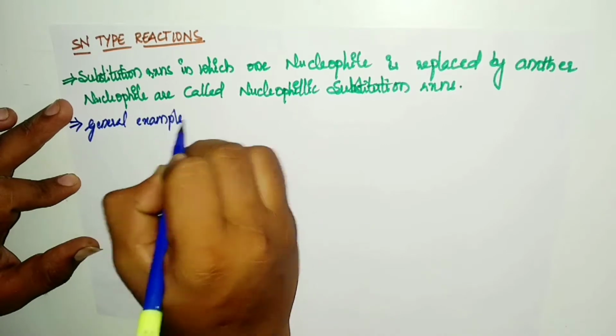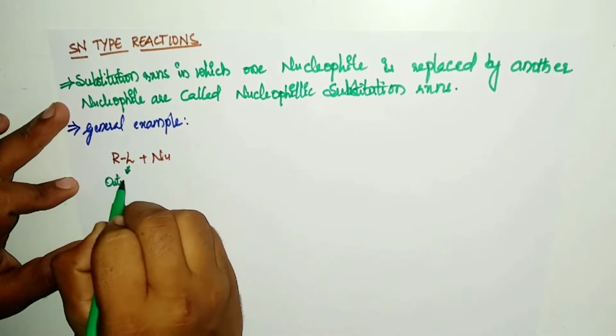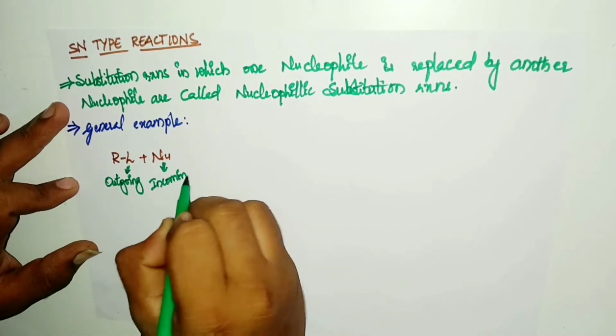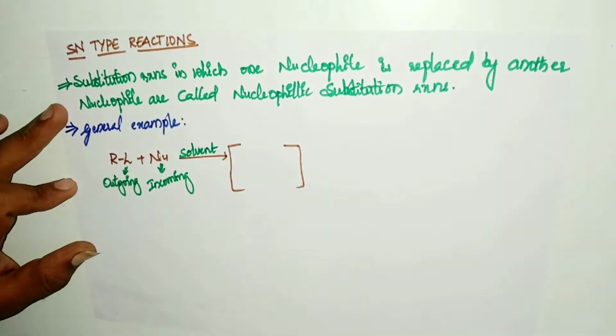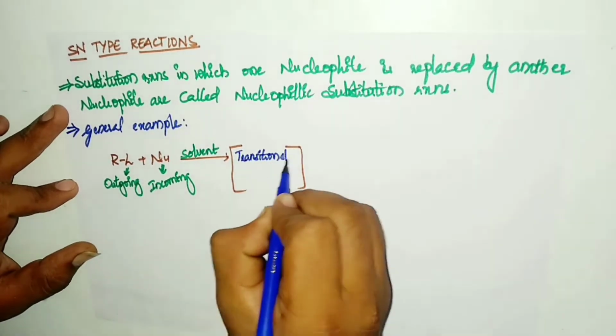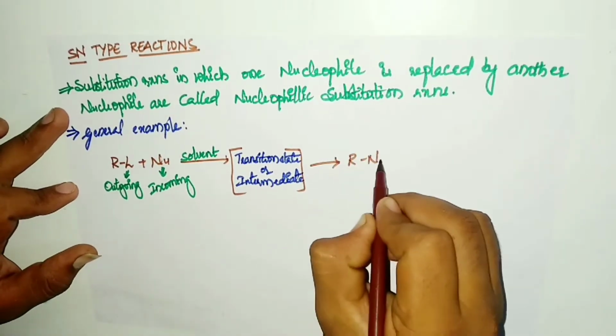I am writing it here. Just look at the example. One is the outgoing nucleophile and another one is the incoming nucleophile. And in this reaction, the solvent is most important. By the solvent only you can get results, and then the intermediate or transition state, and then we will get the result.